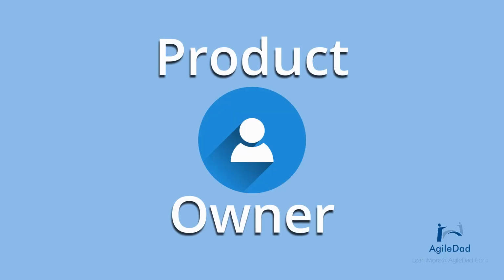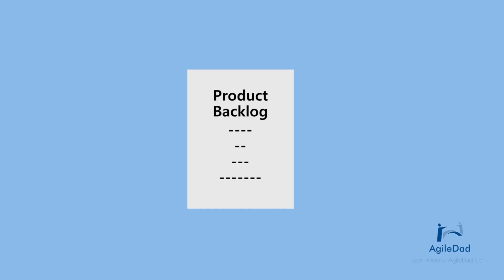So let's talk a little bit about the responsibilities of the product owner. The product owner is ultimately responsible for building the right thing. And how do we do that? It's with the prioritized product backlog.